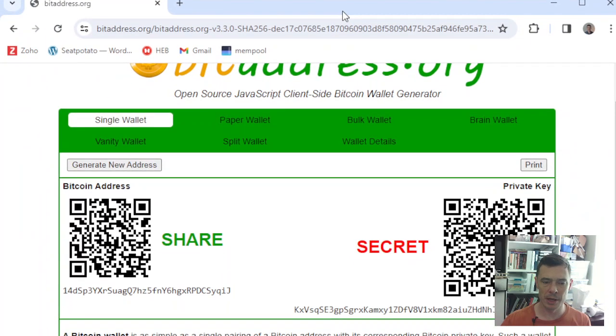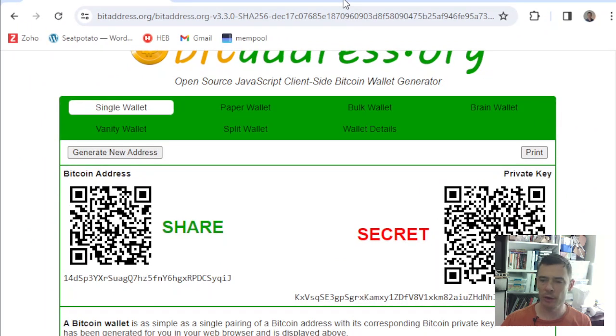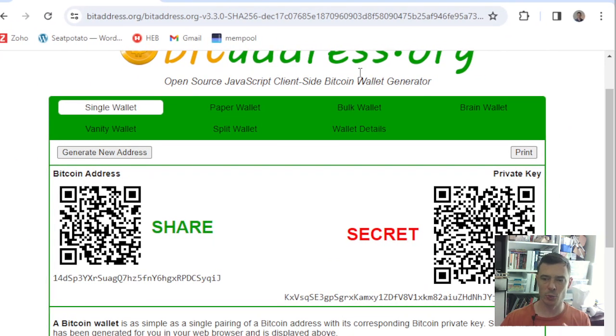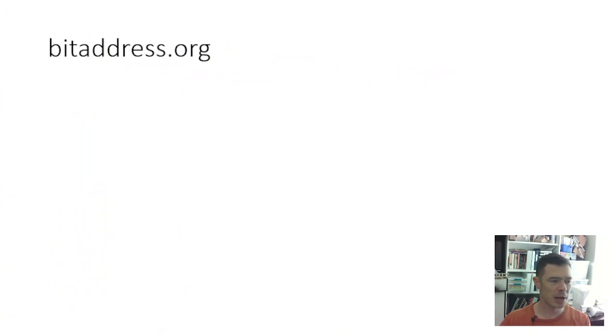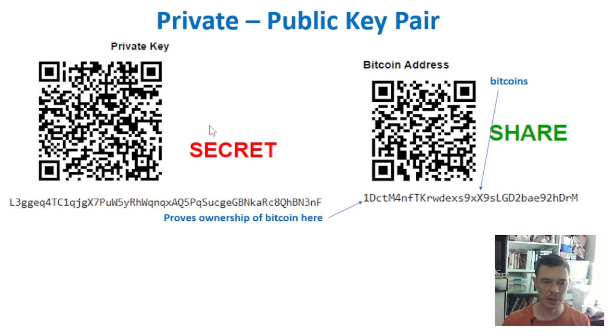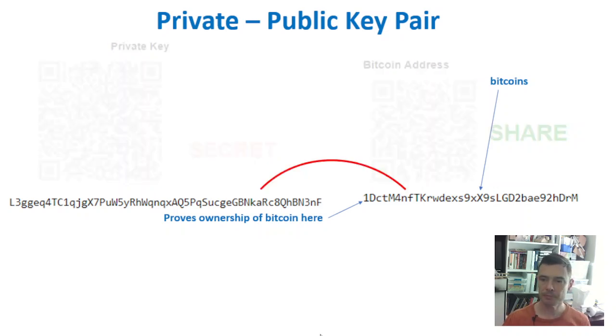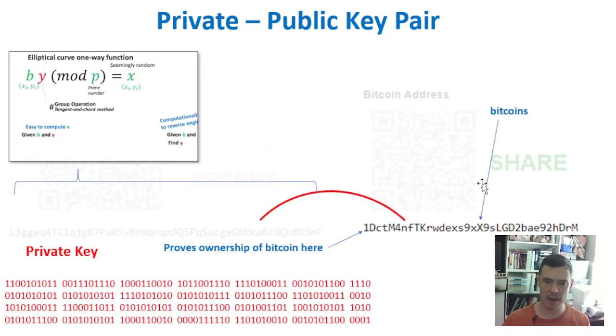Here shortly, in an upcoming video, we're going to walk through how to use this website to make our own private-public key pair using bitaddress.org. So again, Bitcoins live at this address, and this is just the QR code version of this string down here. And whoever owns this corresponding secret key can prove ownership of any Bitcoin at this address. And of course, these two numbers are mathematically related.